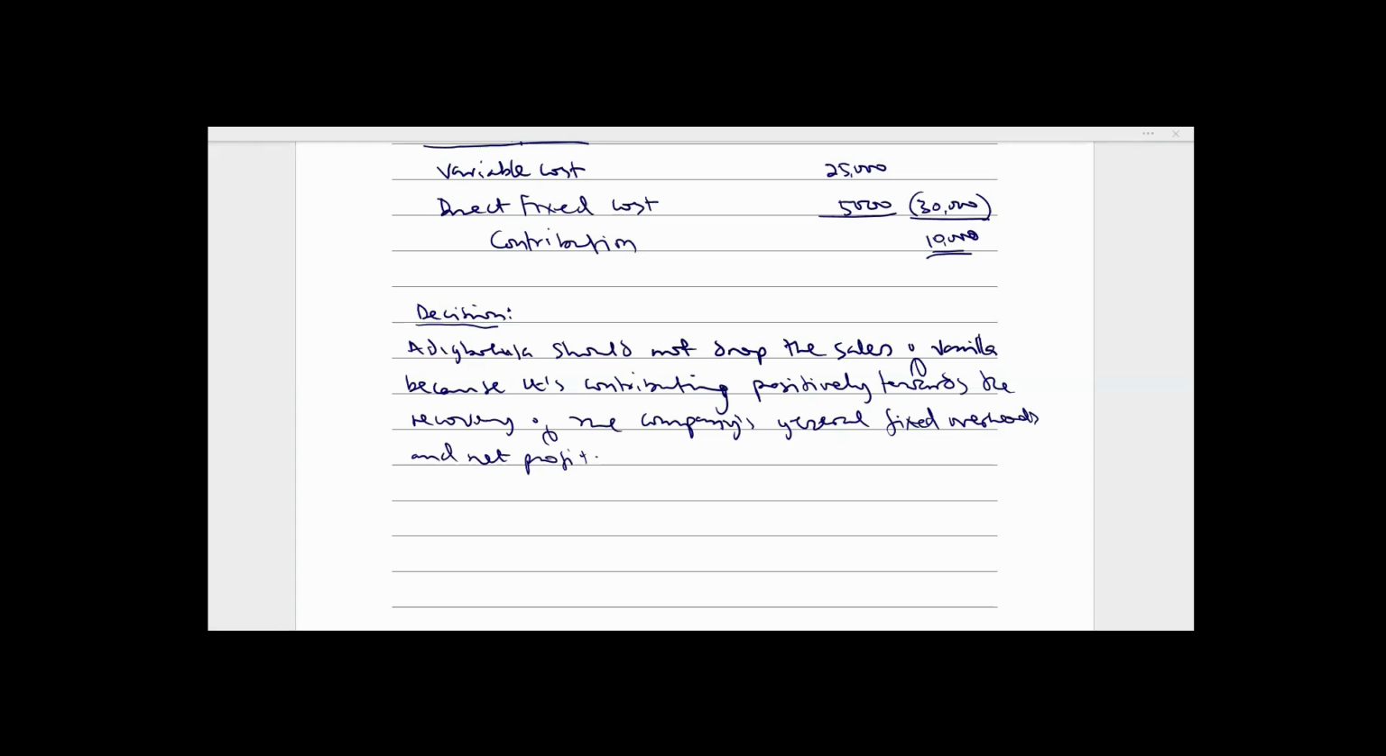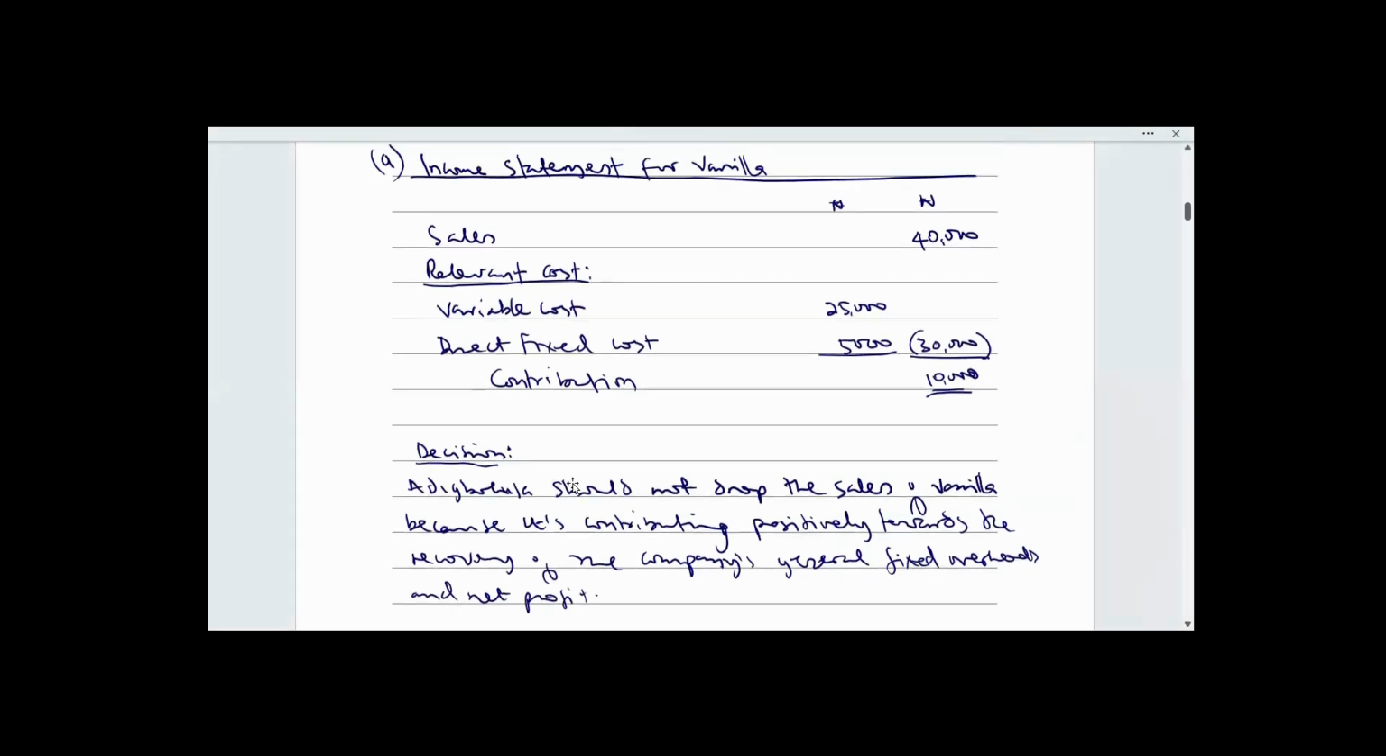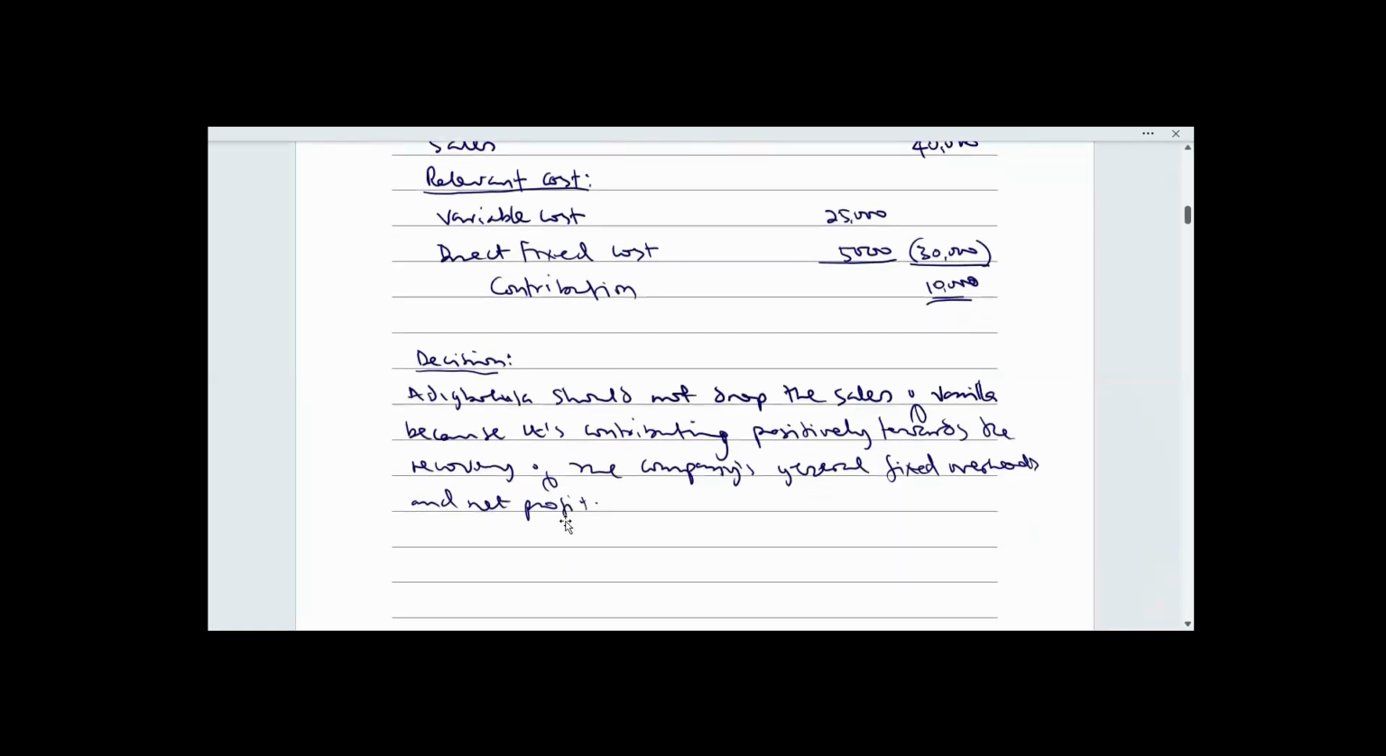So without wasting time, in this case, what you are supposed to do is to determine the contribution margin for banana. If the contribution margin of banana is higher than the contribution margin of vanilla, then you can advise that the company should switch resources. But if not, the company should just continue producing vanilla.